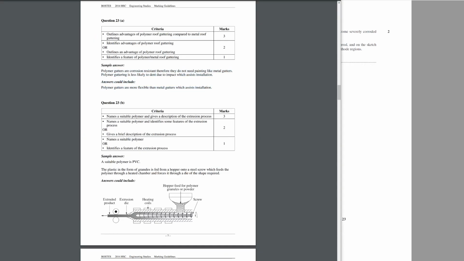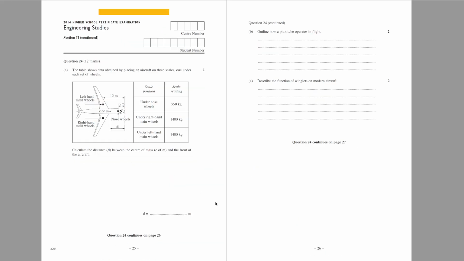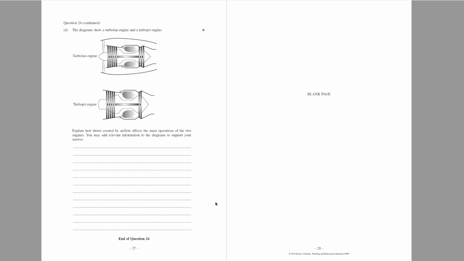Okay, so you've said PVC, and yeah, granules are fed into a hopper, heated chamber, forced through a die of the shape required. That was almost exactly what I said. Okay, looks like I skipped this one. Explain how thrust is created by the airflow in the main operation of the two engines. You may add relevant information to the diagram to support your answer.